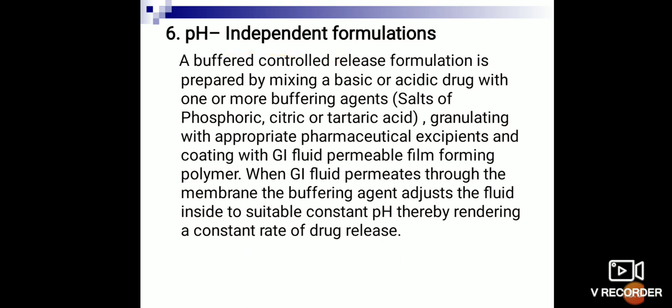The next is pH independent formulation, the buffer formulation. A buffer controlled release formulation is prepared by mixing a basic or acidic drug with one or more buffering agents, such as salts of phosphoric, citric, and tartaric acid, granulating with the appropriate pharmaceutical excipient, and coating with a GI fluid permeable film forming polymer. When the GI fluid permeates through the membrane, the buffering agent adjusts the fluid inside to a suitable constant pH, thereby rendering a constant rate of drug release.